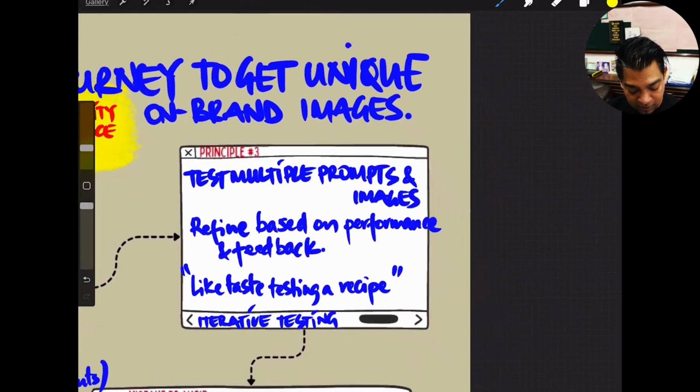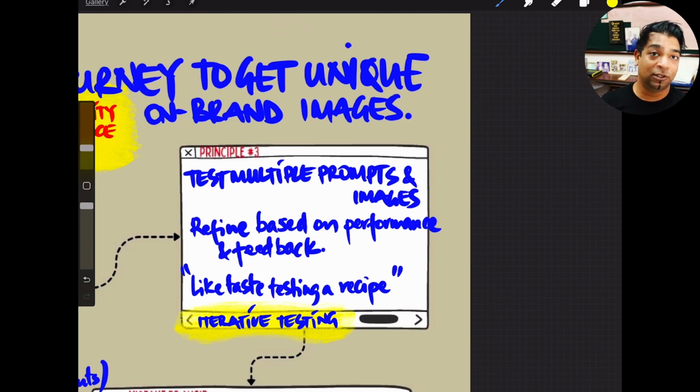Principle number 3 is to do iterative testing. So, the first thing to do is test multiple prompts and images. What are you getting as a result of the different words that you're using? It allows you to refine it based on perspective and feedback. So when you put that out there, you'll see what people are saying, you'll see what is aligning, and you'll see how it fits with your brand.